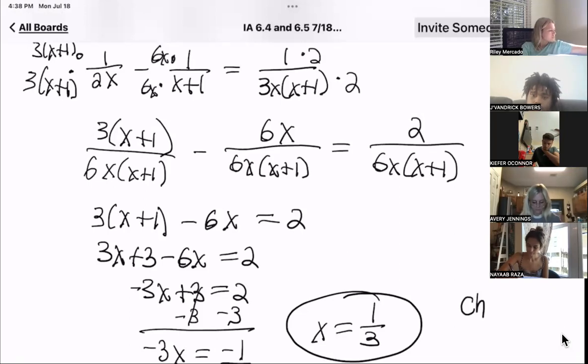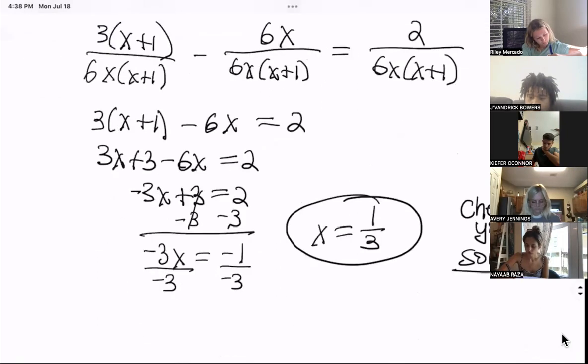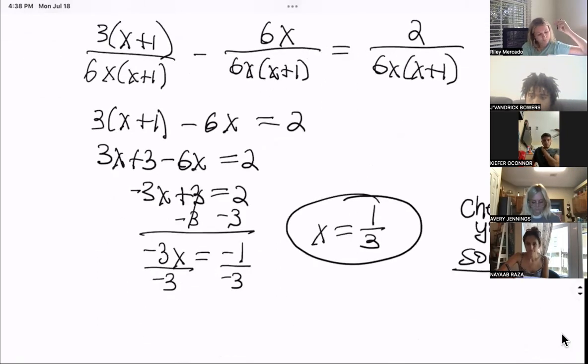And then you want to check your solution. And when you do, you'll find it is 1/3. It works. You guys have calculators, so just put them in the calculator, 3 parentheses, 1/3 plus 1, and go from that, and you'll see you have the right answer.